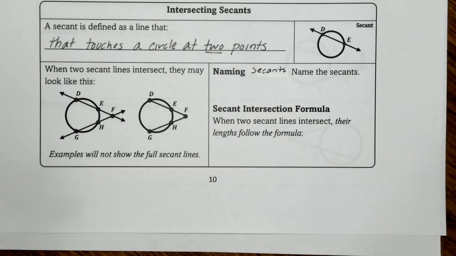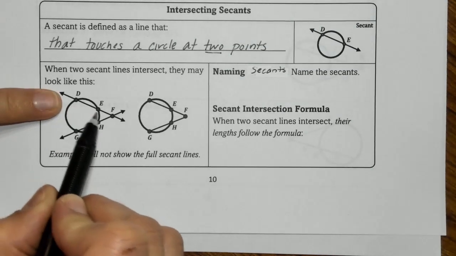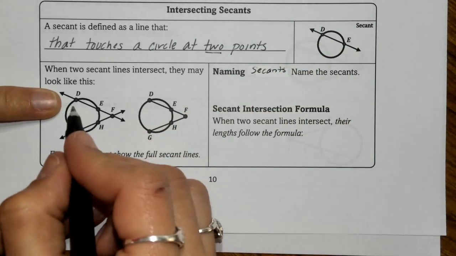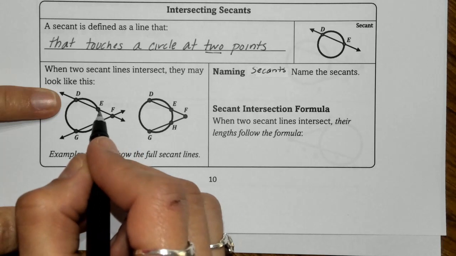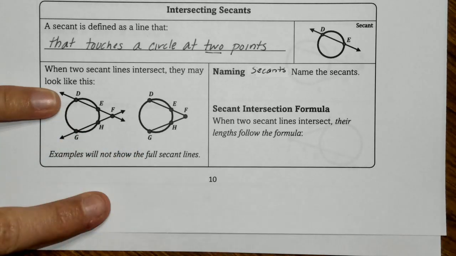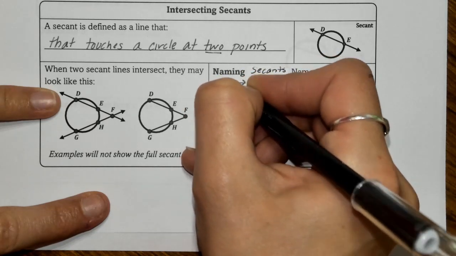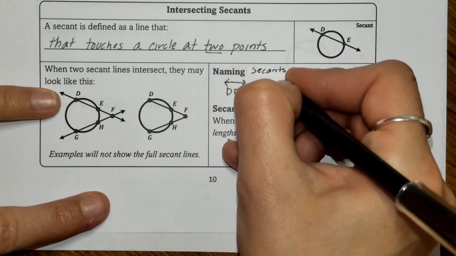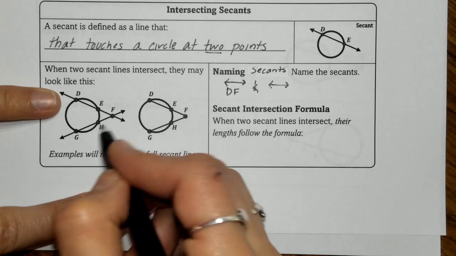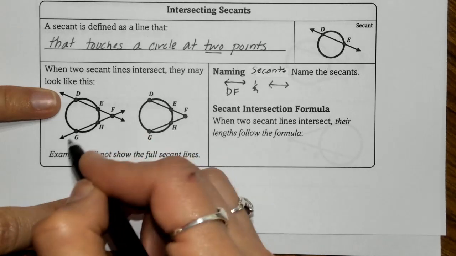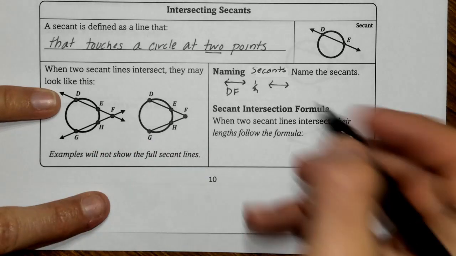We're going to name the two secants over here. So we have line DF. You can actually call it line DE, DF, ED, FD, any of those two letters you want. Okay, so we've got line DF, and again, same thing. You can use any of these two letters on this line in whatever order you want. I'm just going to call it line GF.